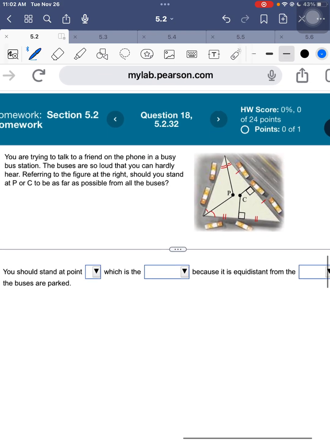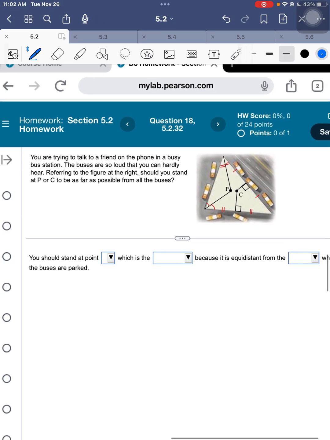So let's take a look at this tricky question. You're trying to talk to a friend on the phone in a busy bus station. The buses are so loud that you can hardly hear. Referring to the figure to the right, should you stand at P or C to be as far away from all the buses? This is the key. This is the key word right here. All the buses.